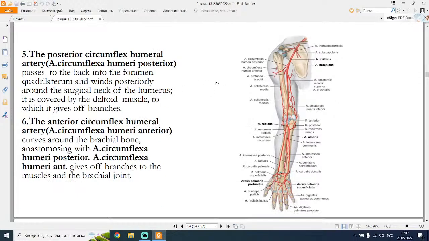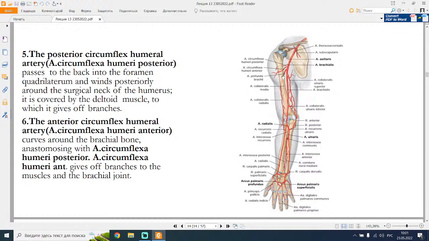Next artery, the posterior circumflex humeral artery, arteria circumflexa humeri posterior, passes back into the foramen quadrilaterum and goes posteriorly around the surgical neck of the humerus. It is covered by the deltoid muscle, to which it gives off a branch.